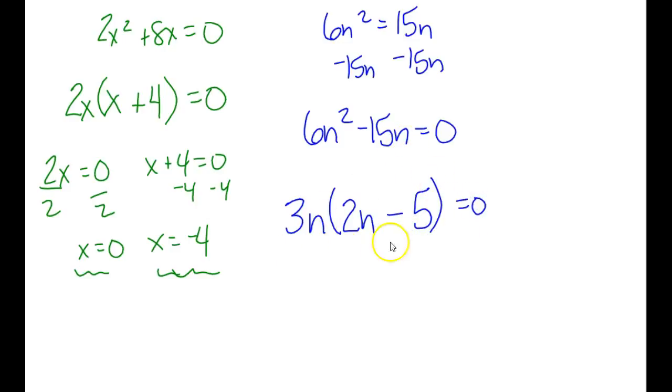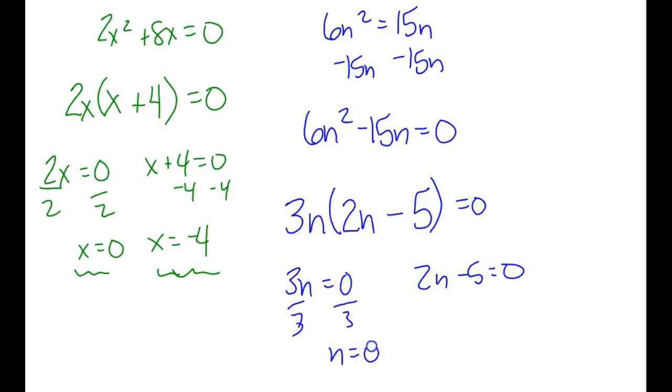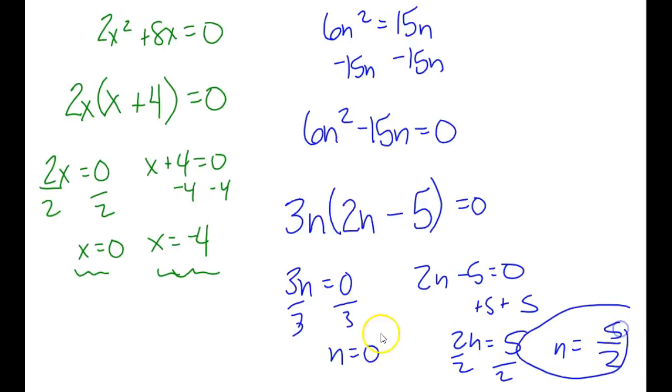Well, so now that I'm here, again, I use my zero product property, so 3n equals 0, and 2n minus 5 equals 0. So I divide by 3, n equals 0, and first I add 5, so 2n equals 5, divide by 2, n equals 5 over 2. So again, here are my two solutions for this polynomial.